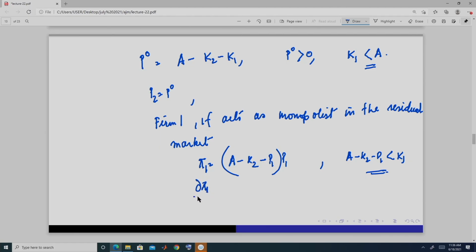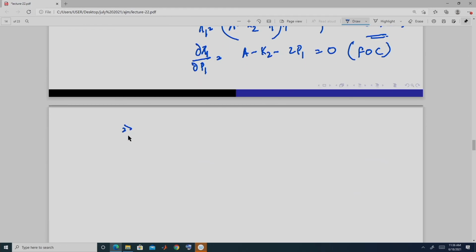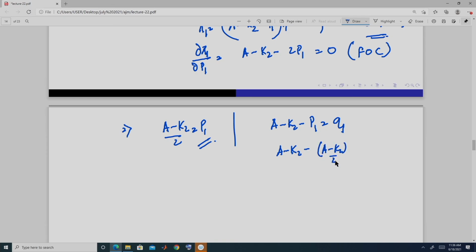So it maximizes its profit with respect to P1, because the farms are setting the price. Setting the first order condition gives us this. Now, this is the demand curve faced by farm 1, and since it acts as a monopolist in this, and this price is this. So, we get this. Again, we know this is the reaction function of farm 1.